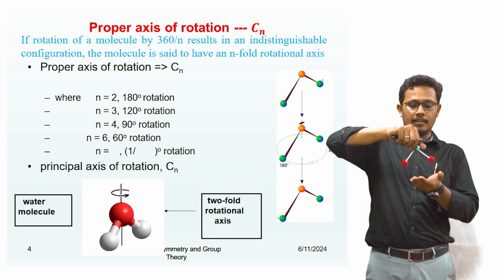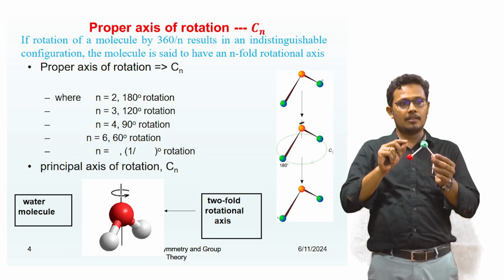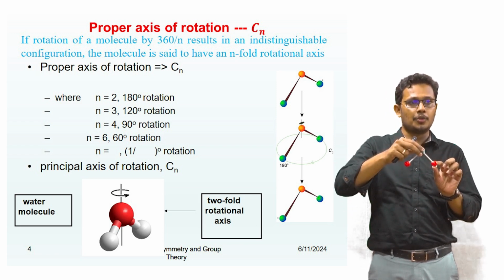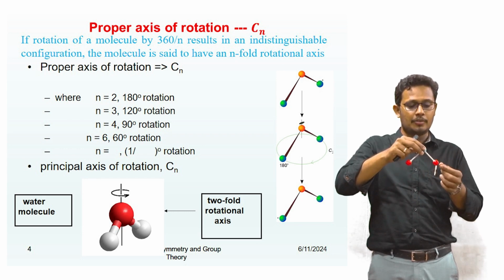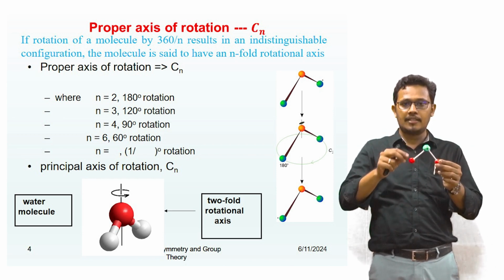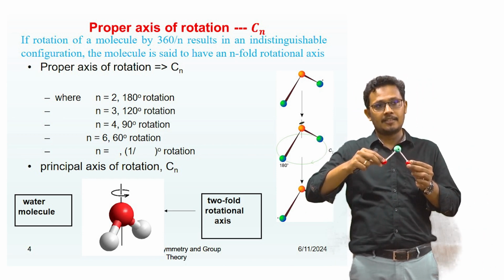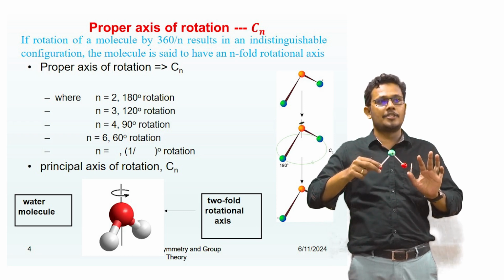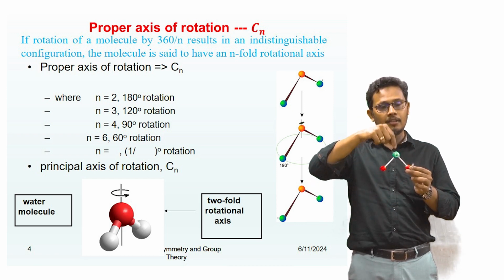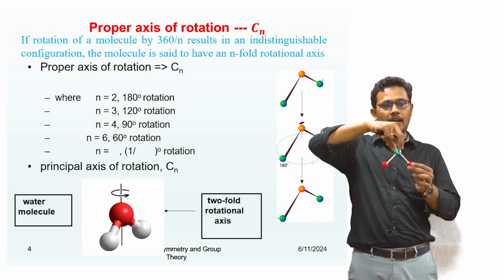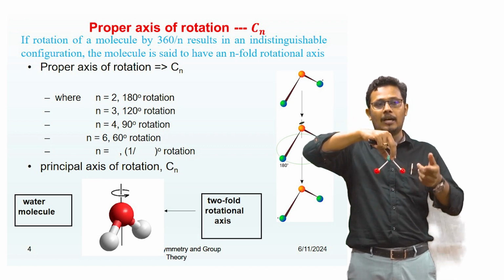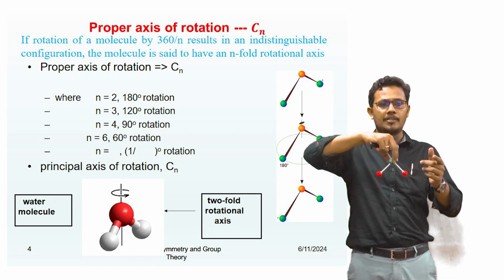See, first you assume, you just label this one as H1 for our convenience, and you consider this one as H2. Actually, we cannot differentiate which one is H1 and which one is H2. In order to understand this proper rotational axis, we are just representing this right side as H1 and left side as H2. And then what you are going to do now, you need to rotate this. You pass one imaginary line through this oxygen. Then we are going to rotate this molecule either clockwise or anti-clockwise. You just give rotation.